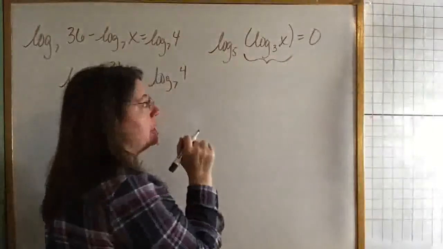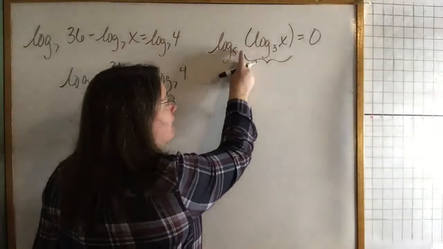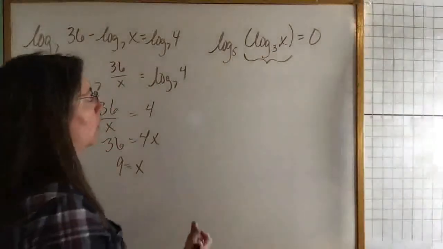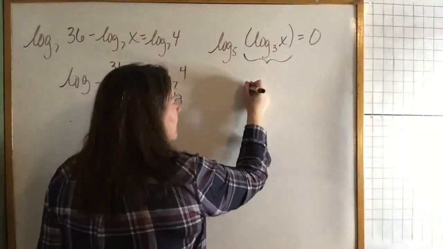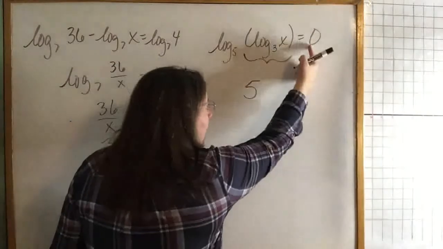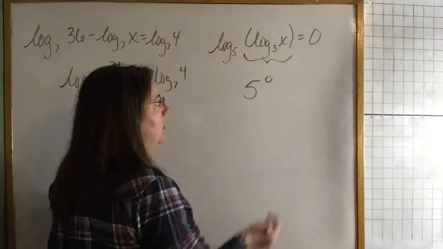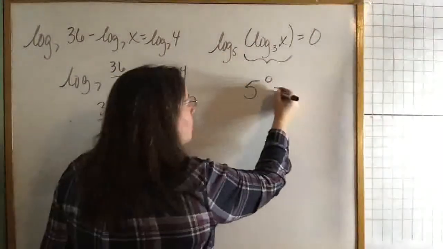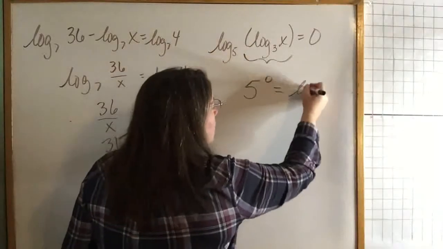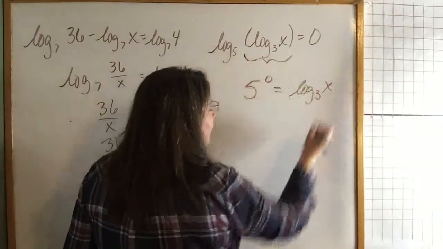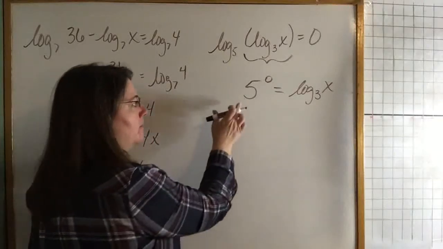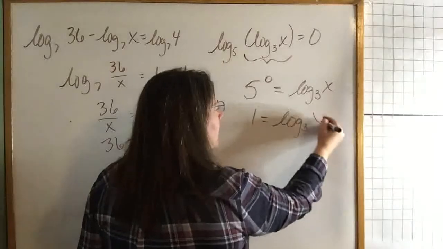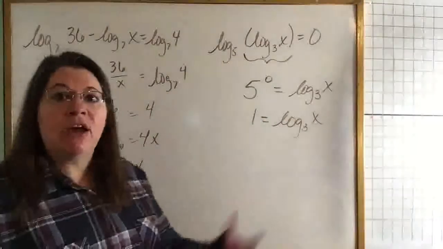That's my x part. And remember, if I've got log base 5 of an x part equals 0, I can convert that to exponential form by taking the 5, that's my base, to the power of that number, 0, because logs equal exponents, so that's my exponent. And then that equals my x part, log base 3 of x. If I simplify that, 5 to the 0 is 1. And I've got log base 3 of x.